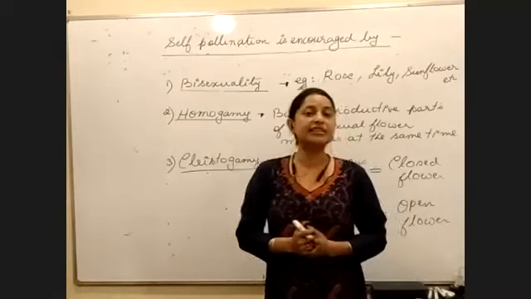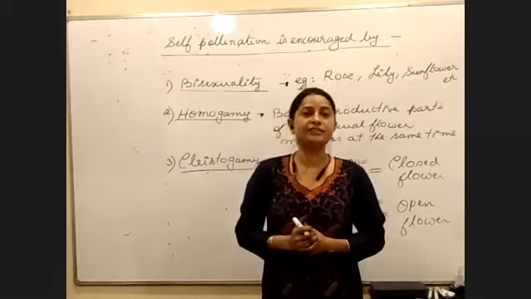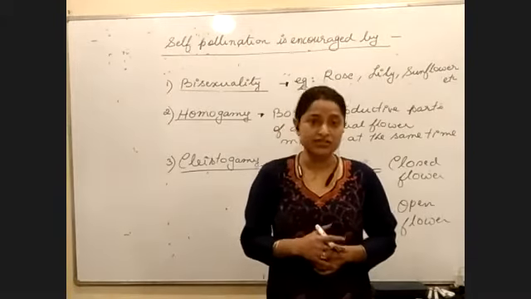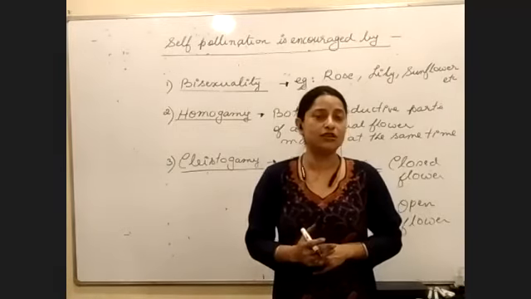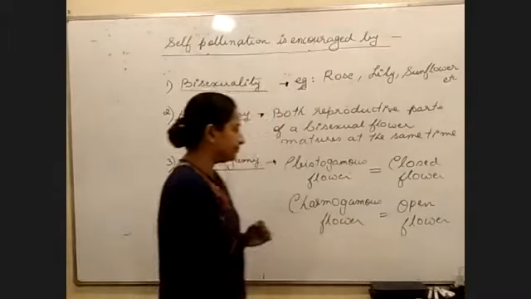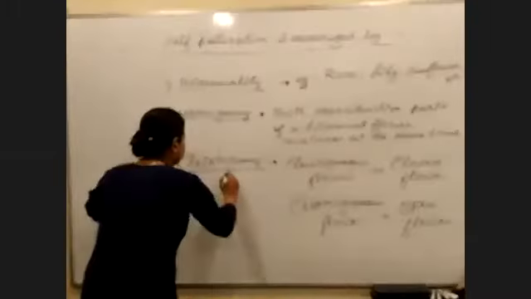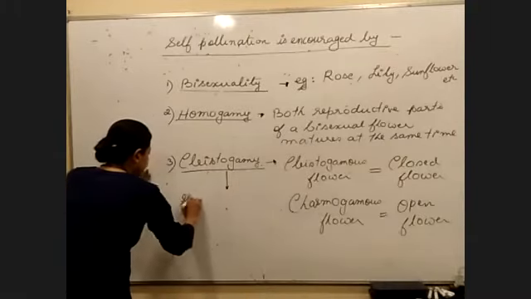So in case of a clistogamous flower, where the plant shows clistogamy, the only option they are left with is always self-pollination. Clear? Yes, ma'am. Ma'am, example. Ma'am, repeat.